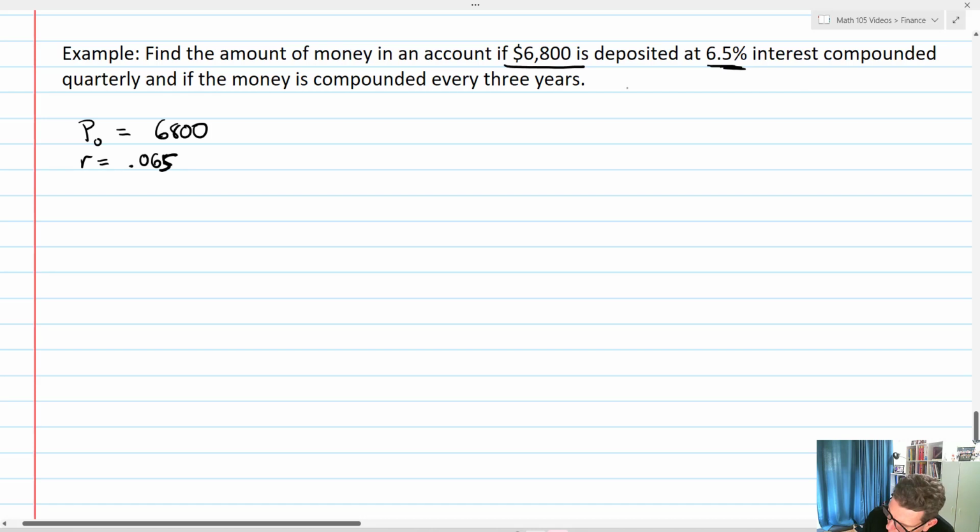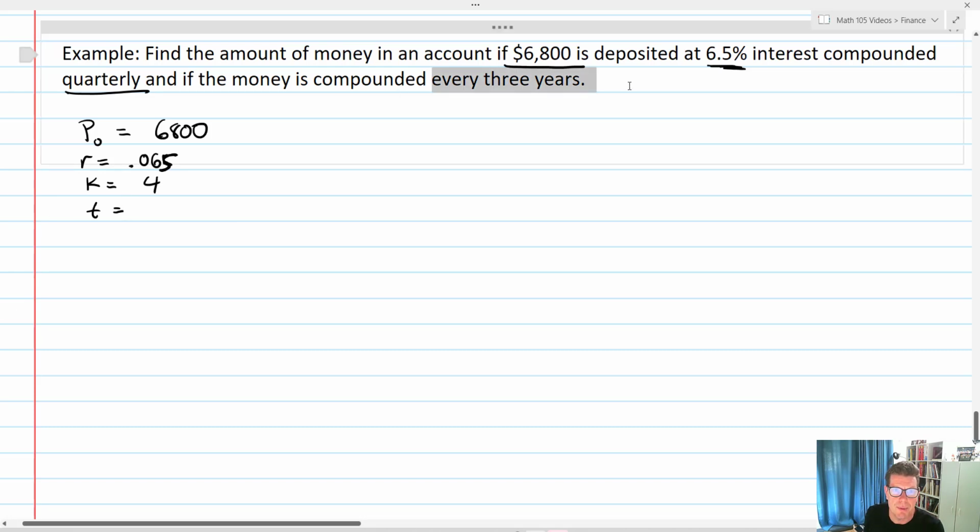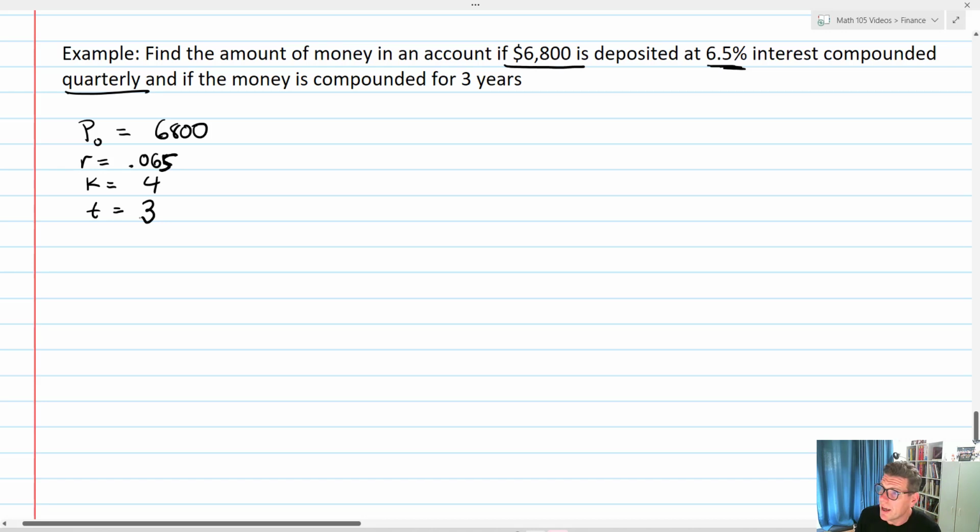Okay. Then we're going to be compounding quarterly. So that means our K for our equation is going to be 4 because we're going to compound 4 times a year. Okay. And we're going to be doing this for 3 years. Actually, it's not compounded every 3 years. It's compounded for 3 years. That's what I meant to say. So T is going to end up equaling 3. What we're going to do then is put that into our equation. So our equation is Pn equals P naught times 1 plus R over K to the KT.